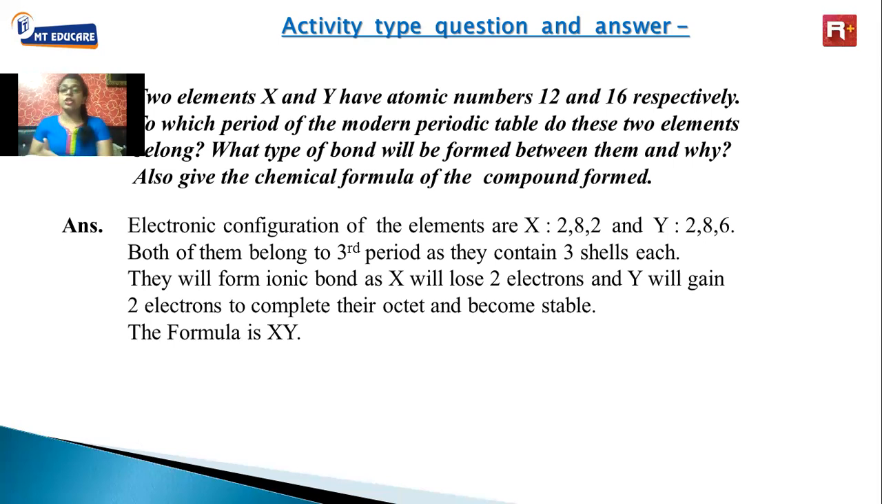For bond formation, we need to see the valence electrons. X is having how many valence electrons? 2. Very good. Y is having how many valence electrons? 6. Now tell me, to become stable, what will X do? X will donate 2 electrons, or I can say X will lose 2 electrons. Whereas Y, to become stable, will receive 2 electrons. It will gain 2 electrons.